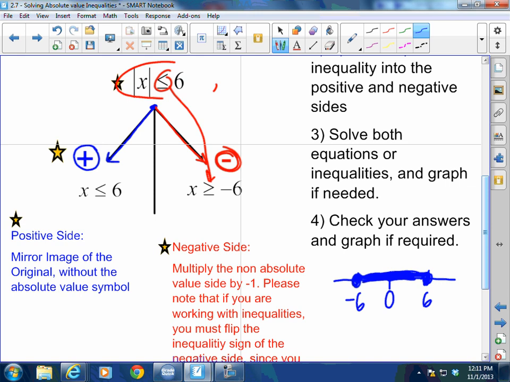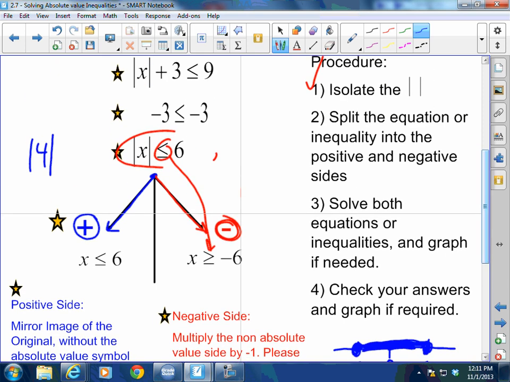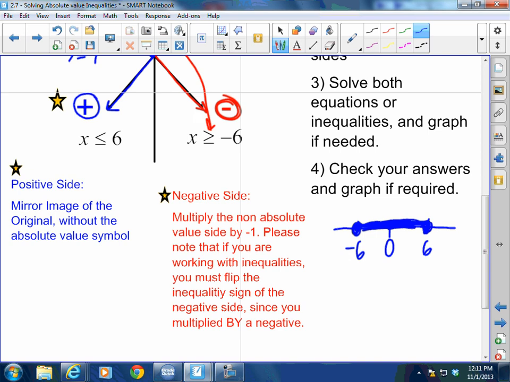Okay. If they told you to check all of your answers, easy. What's a value inside of here? 4, okay. Put it into the original equation. Is the absolute value of 4 plus 3 less than or equal to 9? What's the absolute value of 4? 4. What's 4 plus 3? Is 7 less than or equal to 9? So it works. Does that make sense, my friends?